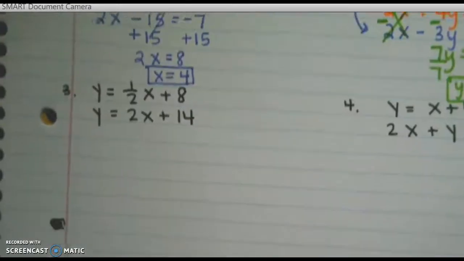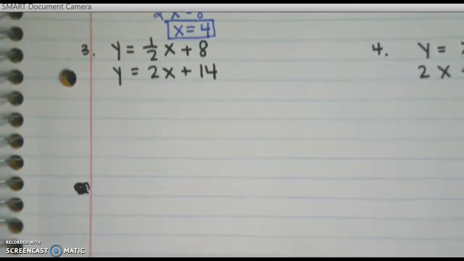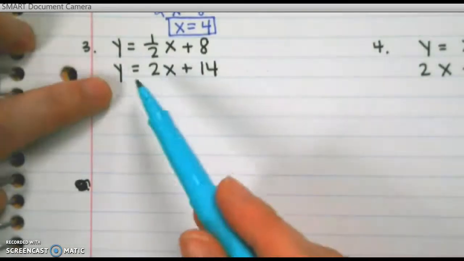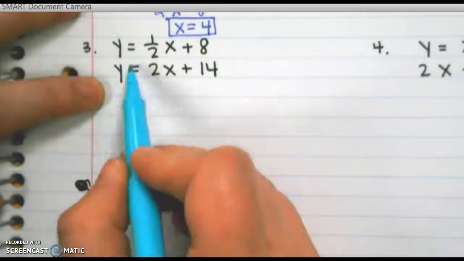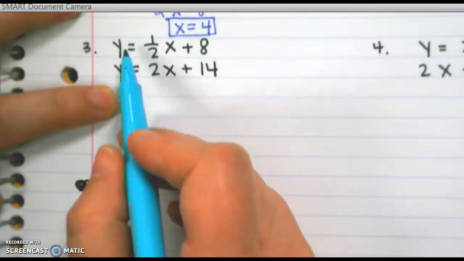All right, number 3. Can you guess which one we're going to use? Good. Hopefully you said substitution because I see y equals, y equals. So when you have y equals for both of them, it's easy to go ahead and do substitution.